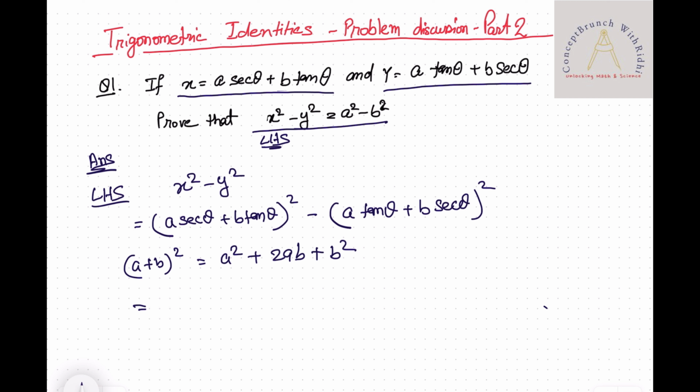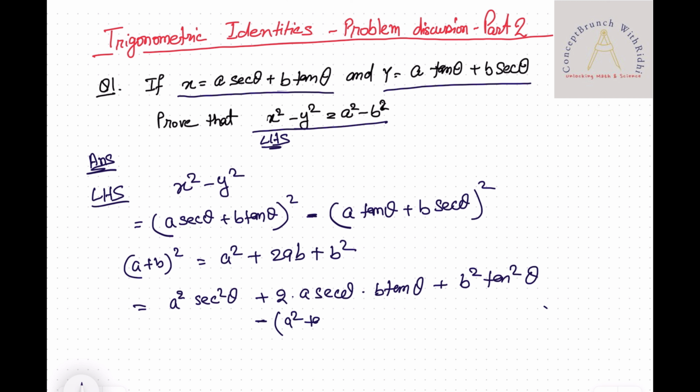Let's open the bracket. So it will be a square secant square theta plus 2 times a secant theta times b tan theta plus b square tan square theta, right? The second part starts with the minus, so we won't open the bracket right now. First we'll solve inside the bracket. So minus of a square tan square theta plus 2 times a tan theta times b secant theta plus b square secant square theta.